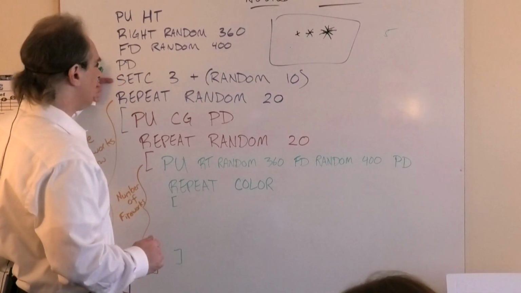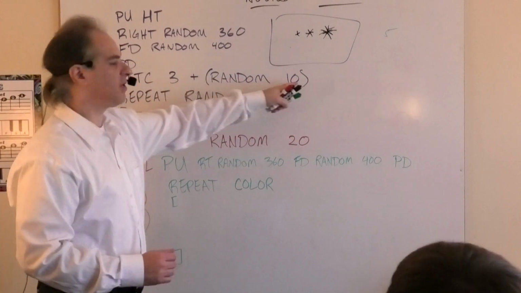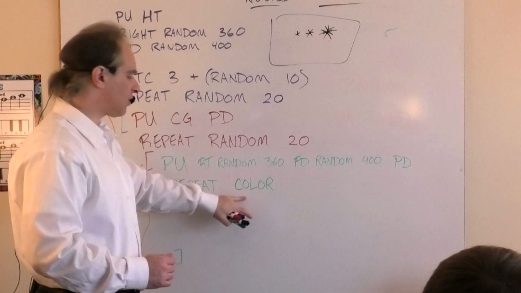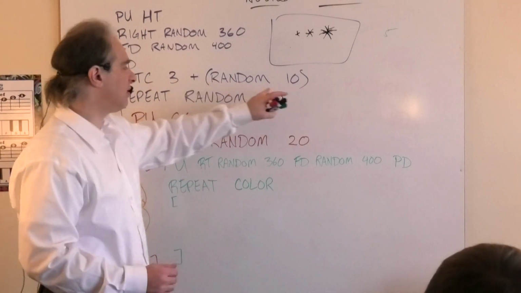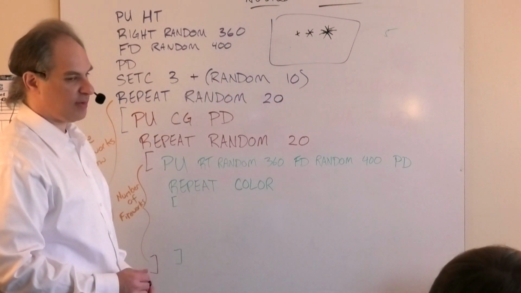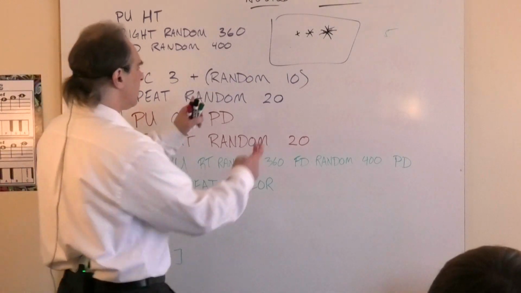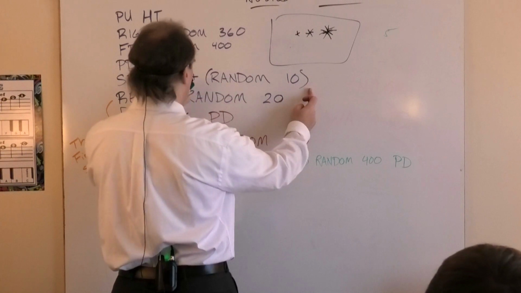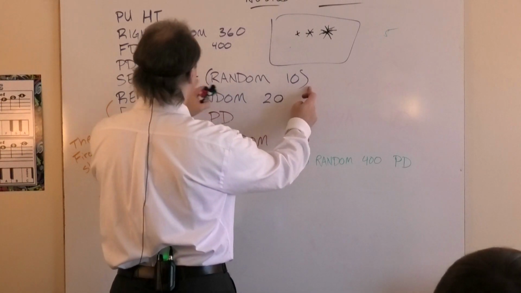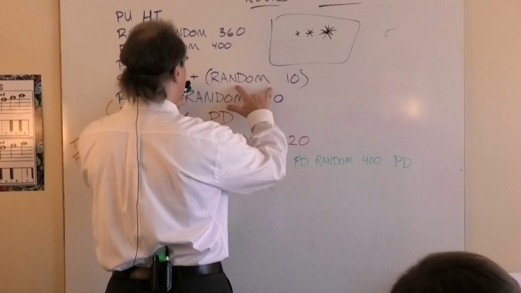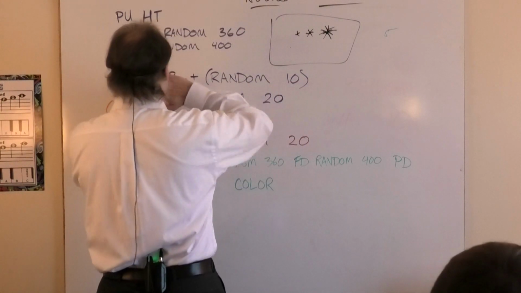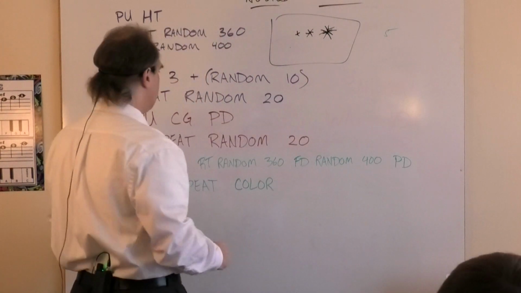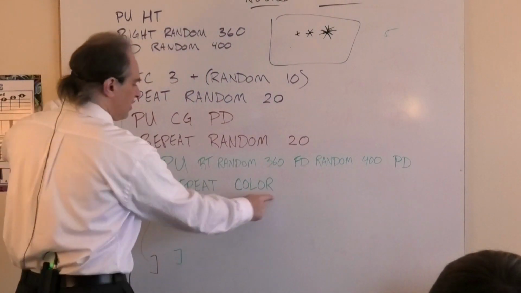Well, so this is set color. So we're setting color to some number. We don't know what that number is. It's random. But we know it's going to be between 3 and 13. Does that make sense? So this creates a random number between, let's say 1 and 10. Or 0 and 9, and then when we add 3, it's going to be between 3 and 12. So that's going to set color, which changes that variable.